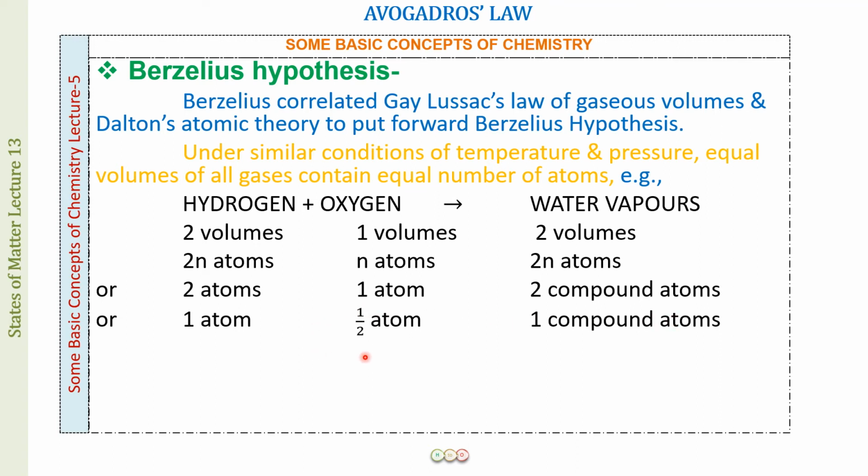Now here is where the problem comes, because Dalton said that the atom is indivisible. So how can half an atom of oxygen combine with hydrogen? Right? So this is why Dalton could not explain the Gay-Lussac law of gaseous volume. Fine, this is one thing.